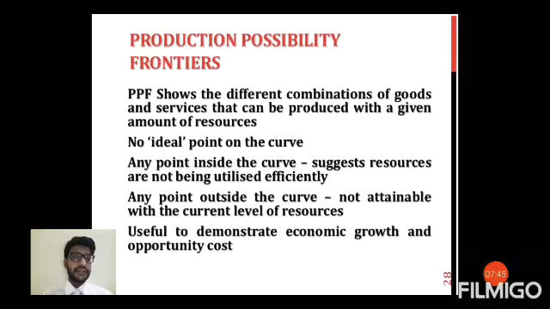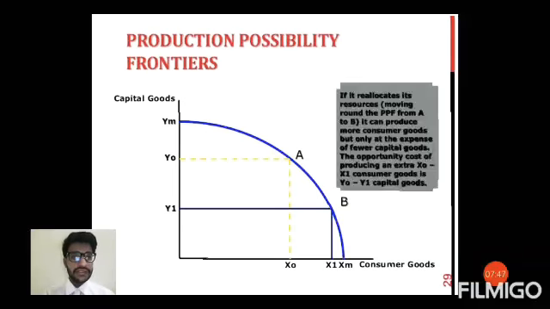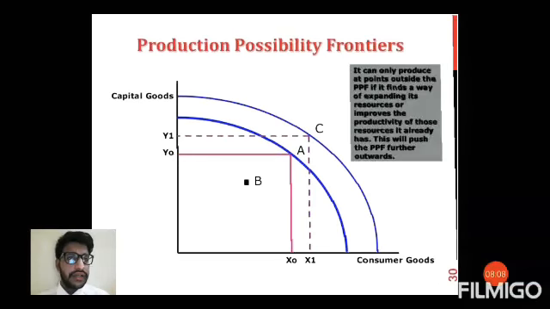Economic growth and opportunity cost: here is the opportunity cost. You can see capital goods and consumer goods, with points such as Y1, X1, M and N on the production possibilities frontier.